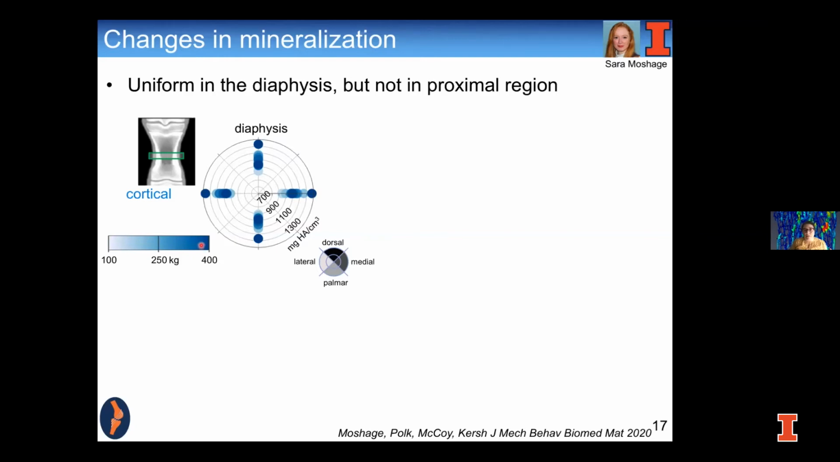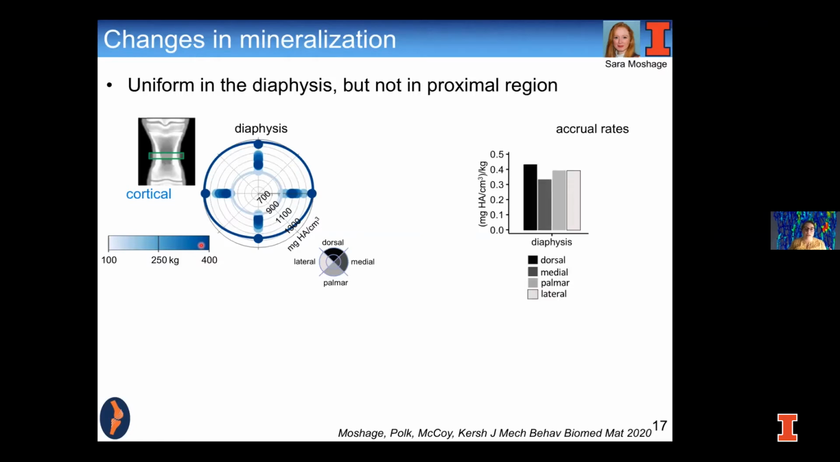And what we can see when we look at mineralization is it starts fairly uniform in all 4 quadrants, so it's almost circular. And as the foals grow or increase in mass, it grows equally uniformly over time. And so if we plot the mineralization rates as a function of mass, we can see that they're fairly constant in all 4 quadrants.